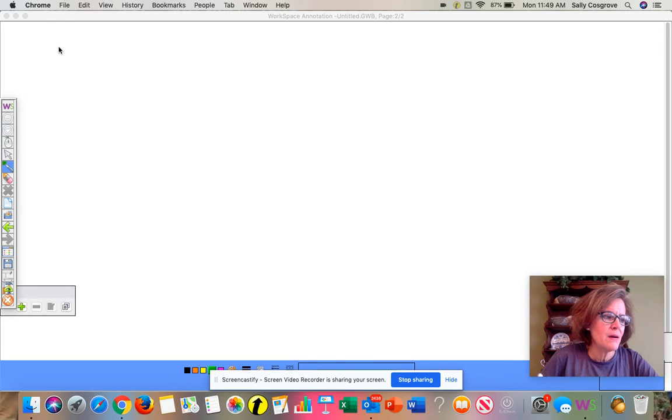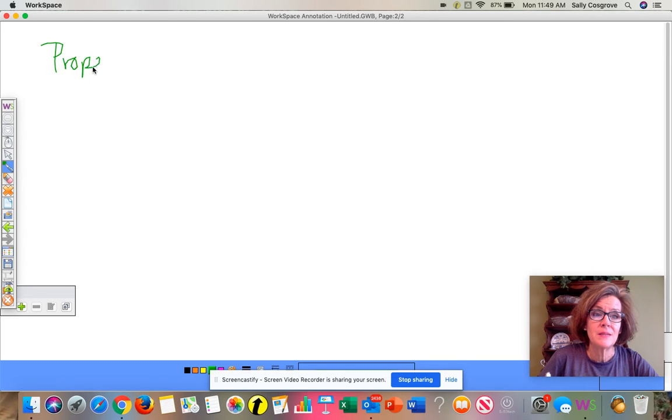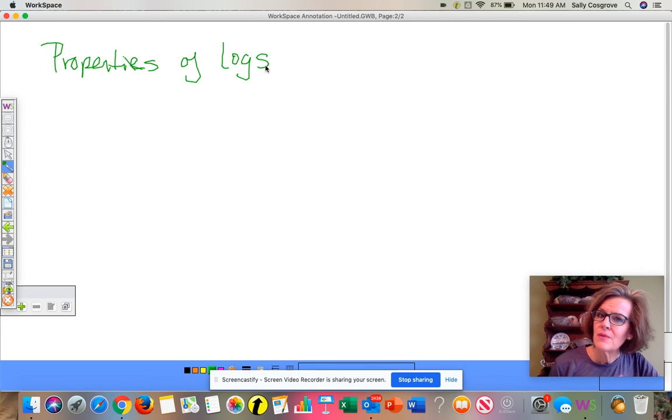Alrighty. So we are looking at properties of logs. We've looked at rewriting logs and exponents. We've looked at evaluating and solving. We've looked at the definition of a logarithm that says that the log base b of x equals y if and only if b to the y equals x.